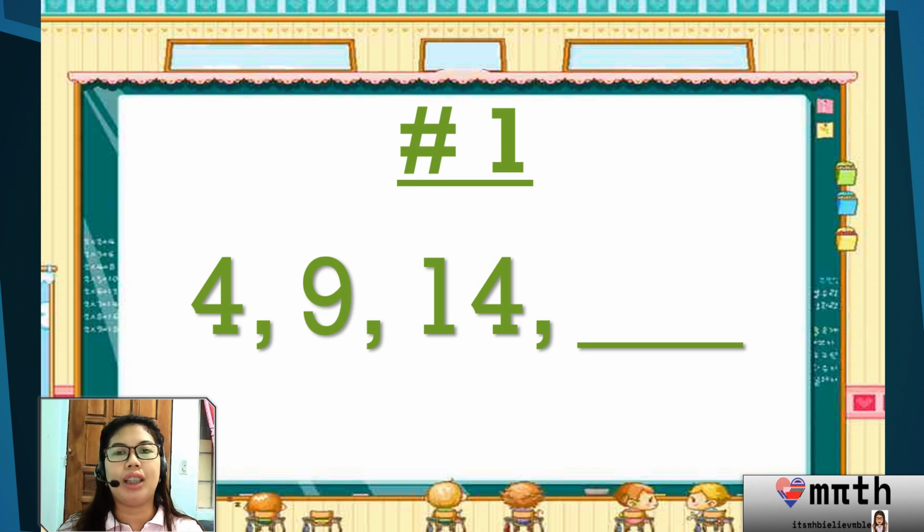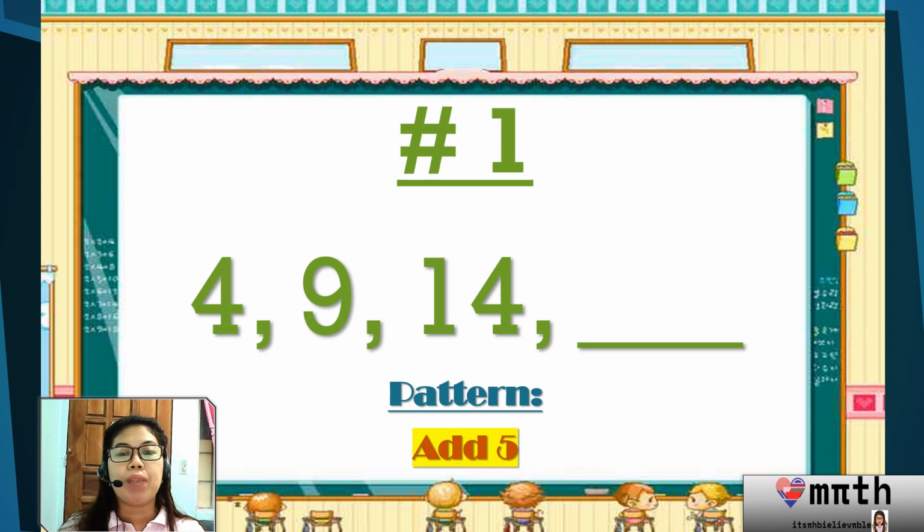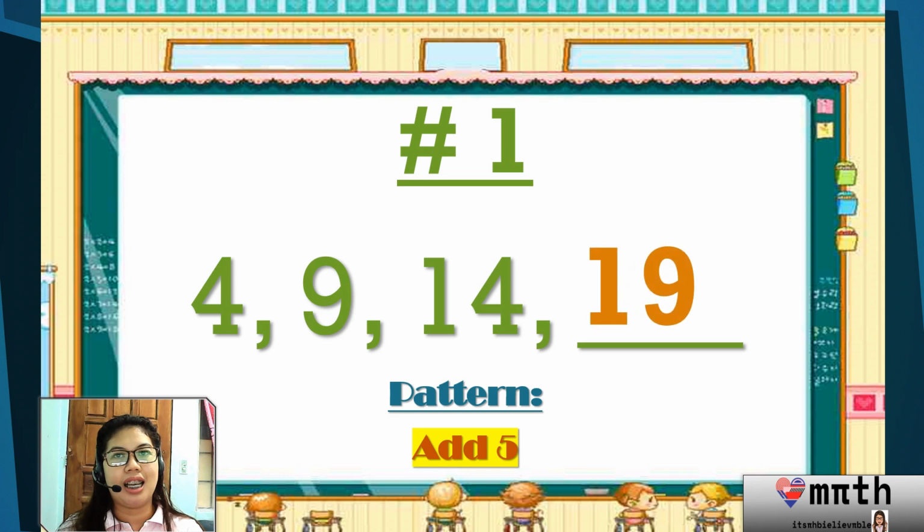Let us observe the given sequence. For us to get the next number easily, we need to look for a pattern. As you notice, we can get the next number by adding 5 to each number. 4 plus 5, that will be 9. 9 plus 5, that will be 14. And 14 plus 5, that will be 19. So the next number is 19. Did you get the correct answer?